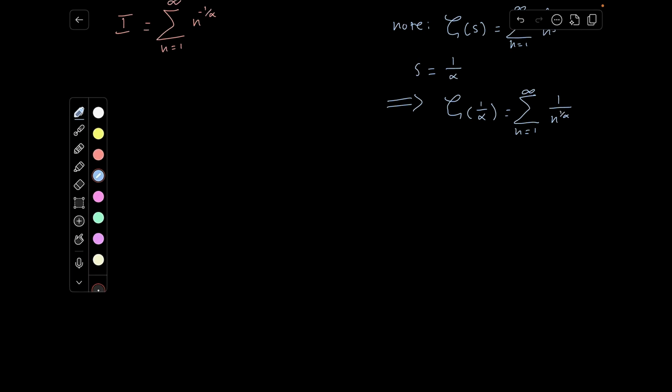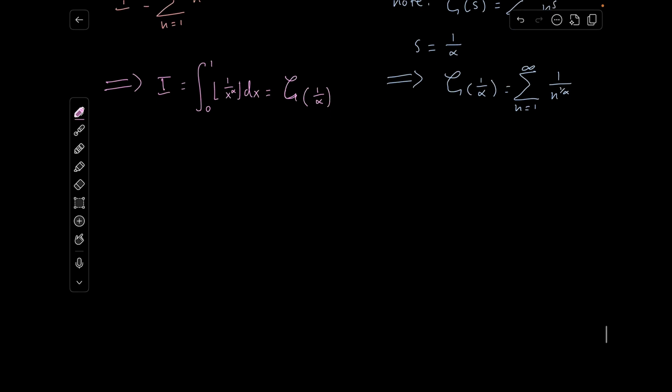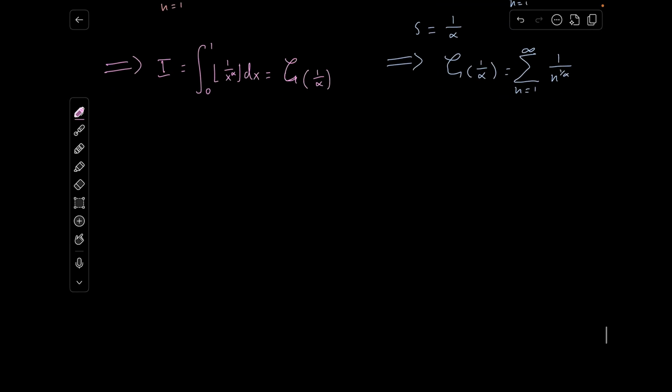So this implies that the integral I is equal to the integral from 0 to 1 of the floor of 1 over x to the alpha dx is equal to zeta of 1 over alpha, which is pretty cool, but this is not true for all alpha.